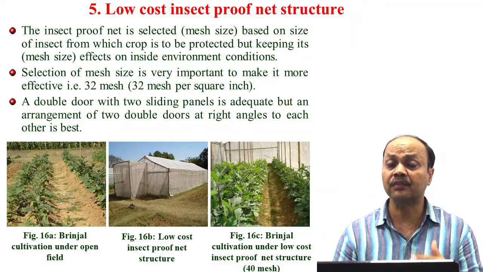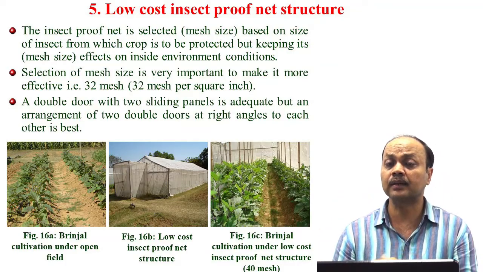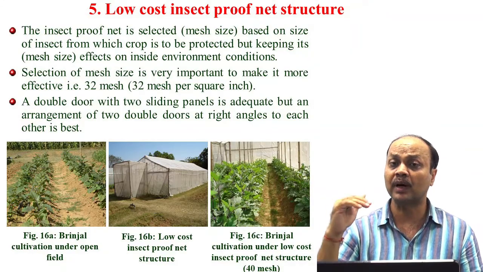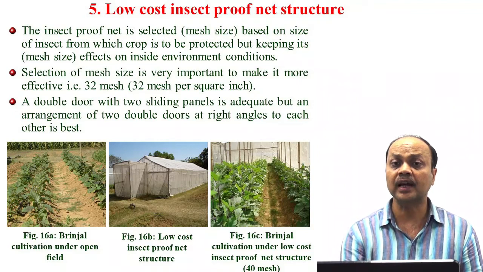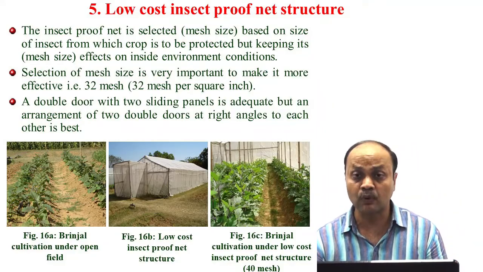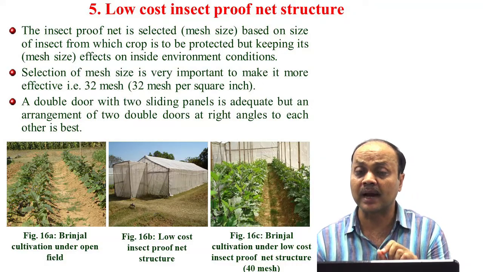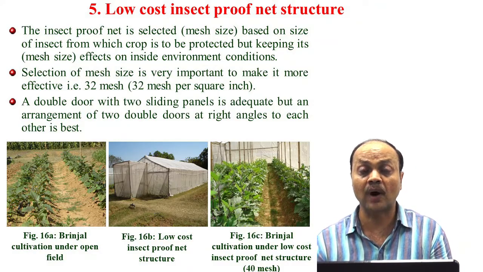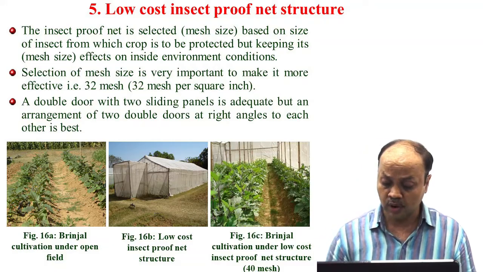If you go to a higher mesh number, suppose 50 mesh insect proof net material, what will happen? The mesh size means the hole size will be small, so the circulation of air will be very low. But if you go to 30 mesh, it is different. Based on your crop requirement, and which insect you want to protect against, you select the insect proof net material. But you have to keep in mind that apart from the insect you are excluding, you also have to think about the environment you are getting inside, because it will change the temperature, relative humidity, and air velocity inside your structure.